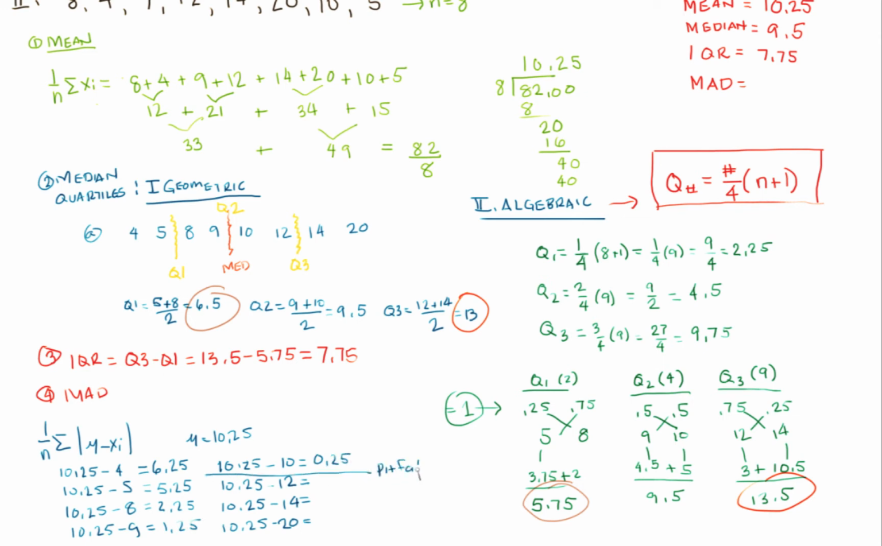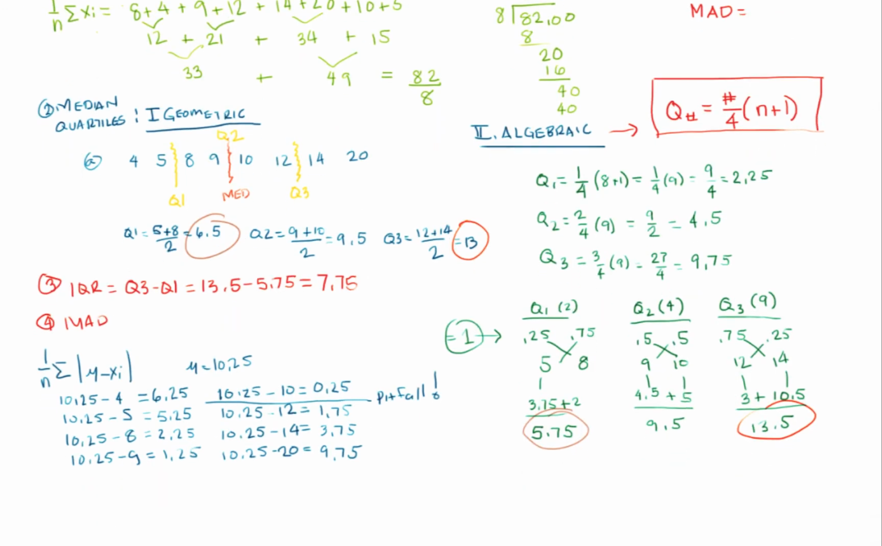Now look at this. Do not just follow the pattern. This is different, and it's a pitfall. This is 1.75, 3.75, and 9.75. Remember that pitfall. I've seen a lot of people make that mistake where they keep following that 0.25. Don't be one of them.